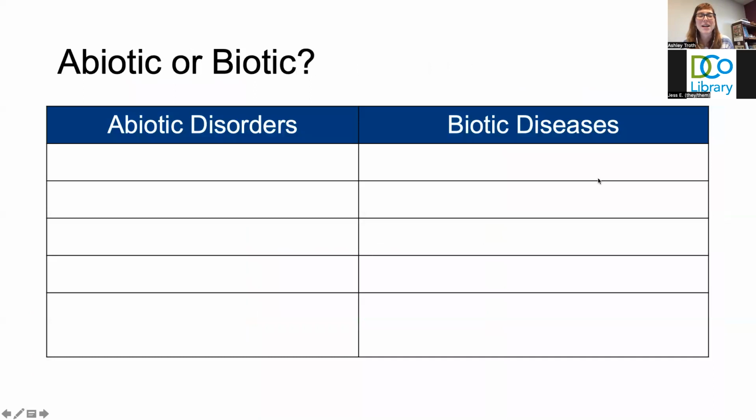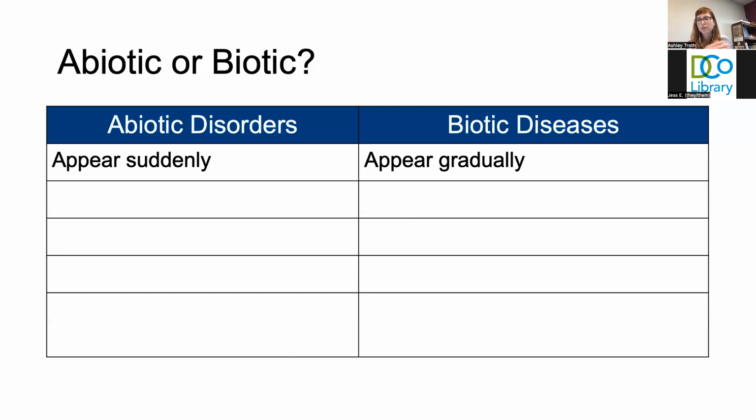So, okay, abiotic problems. Abiotic disorders tend to appear very suddenly. One of my favorite examples is that you look out in the lawn and all of a sudden there's a hard, jagged, weird brown line through the lawn, and it happened overnight. Somebody probably spilled something, or dragged something through the lawn, or did something like that, right? Whereas biotic diseases, they're diseases. They take time to develop and they appear gradually.